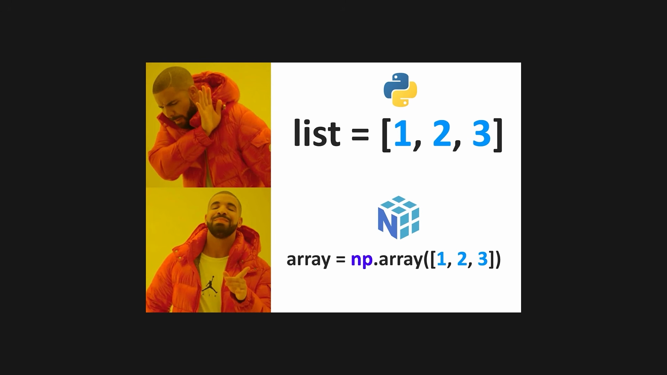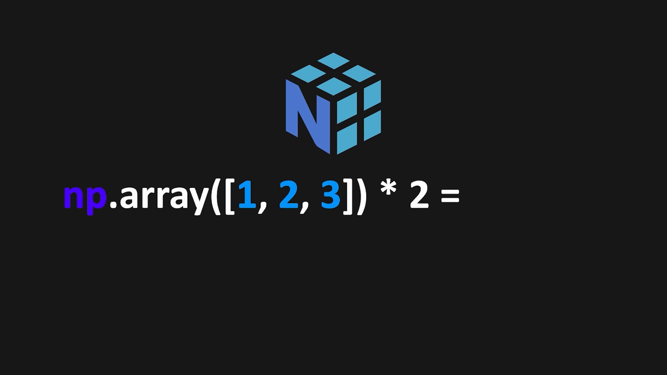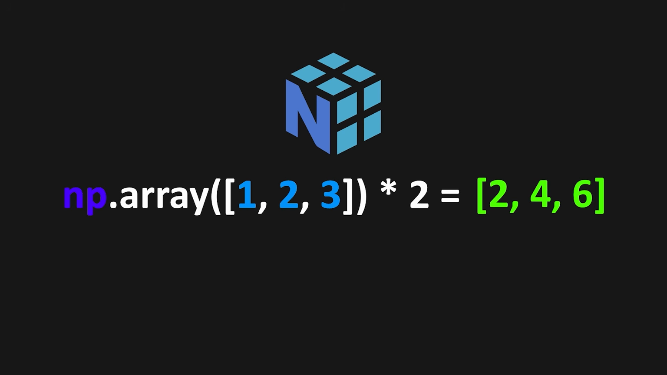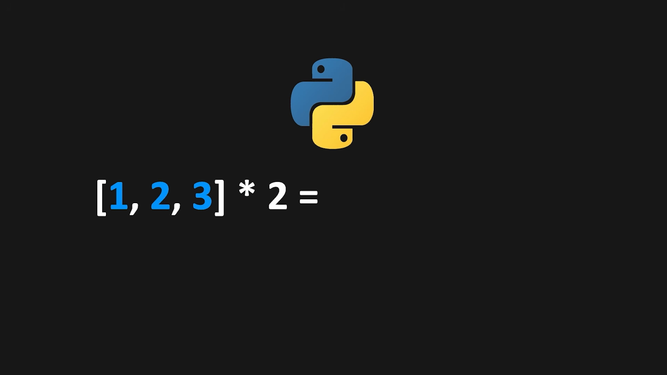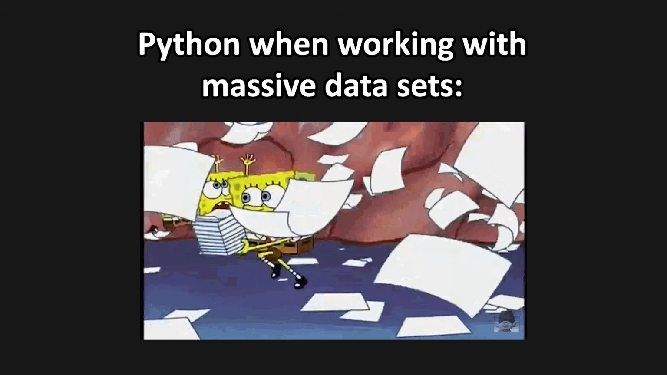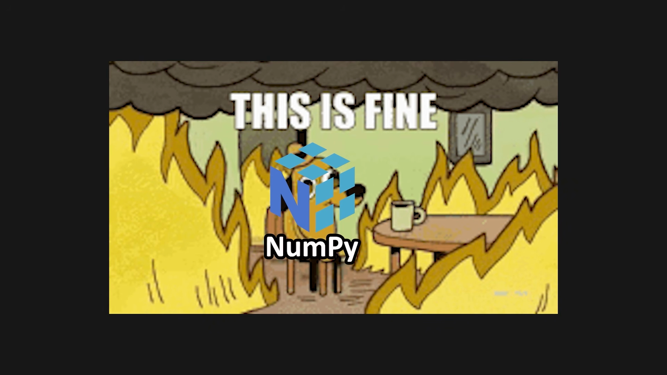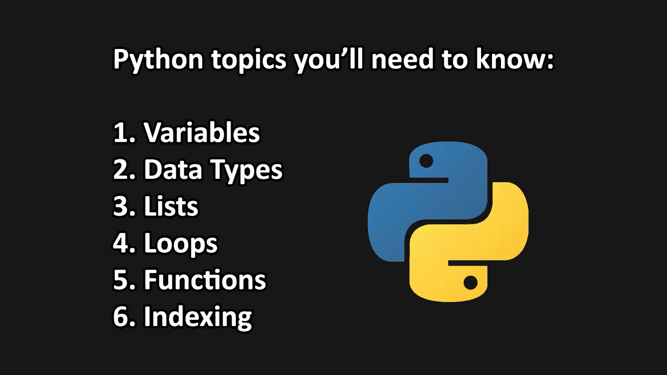NumPy gives us access to NumPy arrays, which are faster than native Python lists. Plus, with NumPy arrays, we can perform vectorized operations. For example, multiply all the elements by 2. With a Python list, multiplying a list by 2 would repeat all the elements twice. NumPy gives you the speed and the specialized tools you need to handle large-scale numerical operations efficiently. So, let's jump right in.